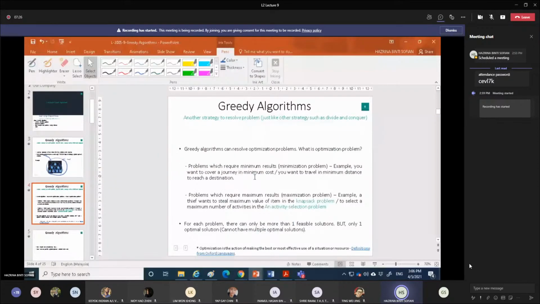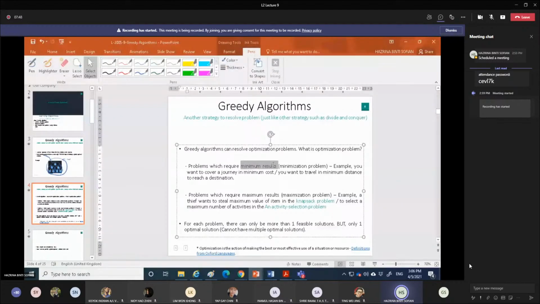So as the introduction, greedy algorithm can resolve optimization problem. So what is optimization problem? We can divide optimization problem into two. The first is the problems which require minimum result. We call this minimization problem.